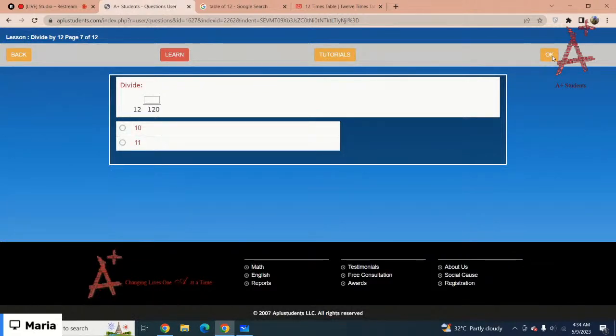Because you need to learn the table actually. And I know the table, I know the answers. That's why. 12 times what number is 120? You are counting, I think. Yes, it would be 12 times 10 is 120.